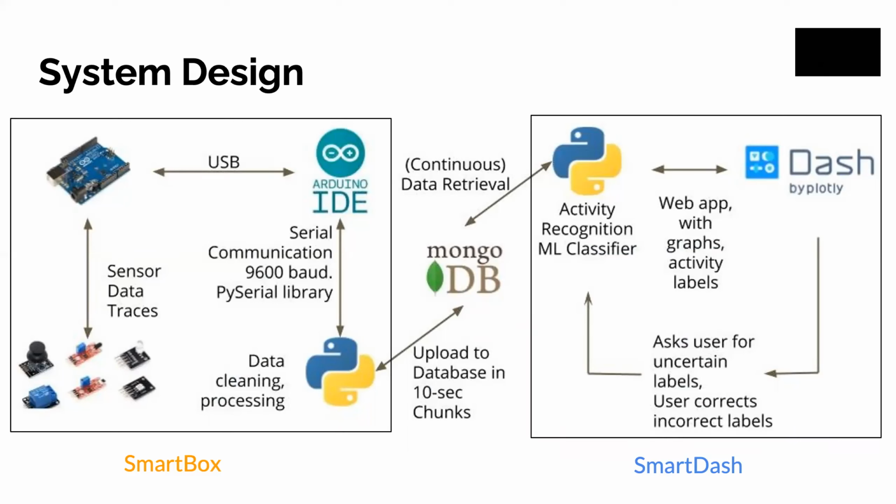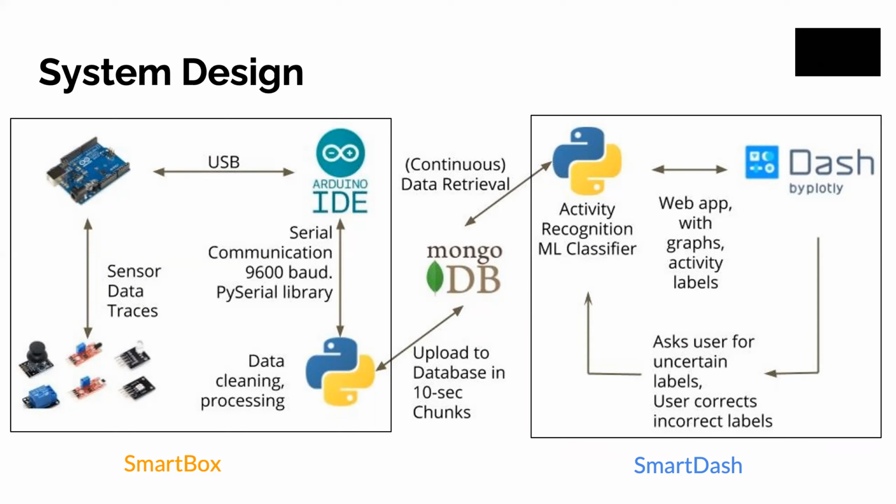On the left side, SmartBox is powered by a Raspberry Pi 3, and the data collection is enabled through an Arduino Uno connected to various sensors, which I will go into detail in a later slide. The SmartBox has one function: to collect data at 1 second time intervals and send them to the centralized database.